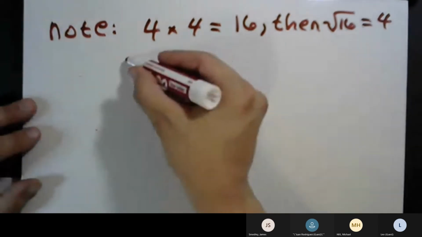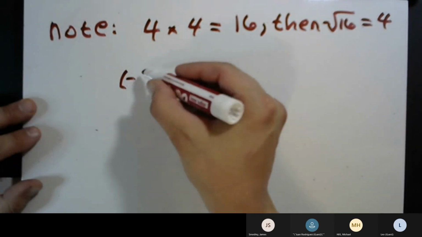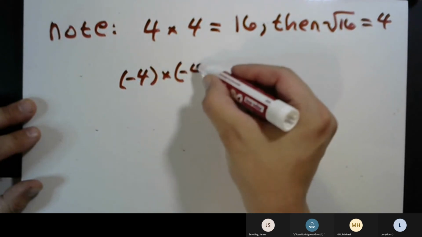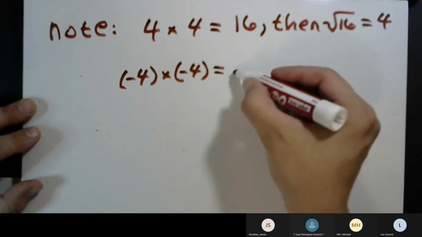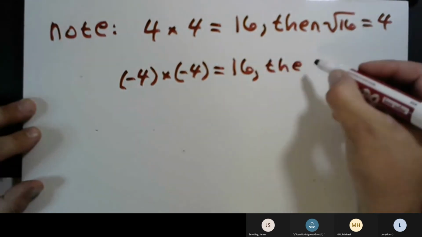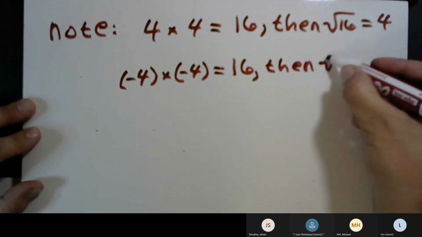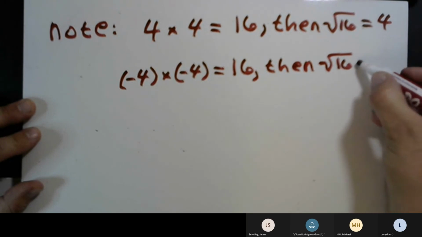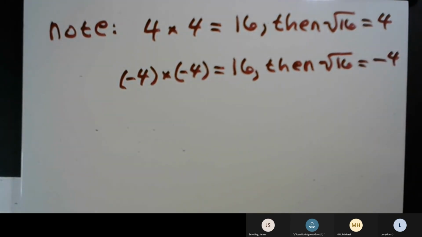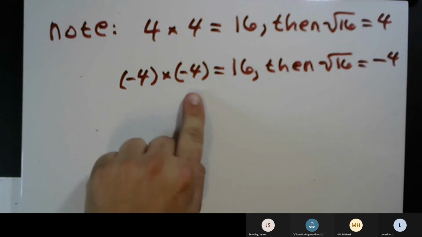But this is also true. Negative 4 times negative 4 gives you 16. So then the square root of 16 equals negative 4. So which one's correct? This is a number times itself.